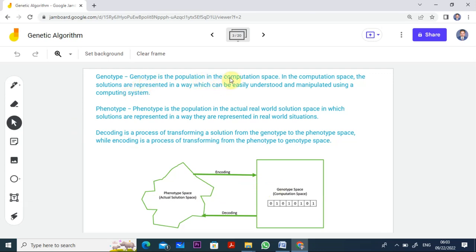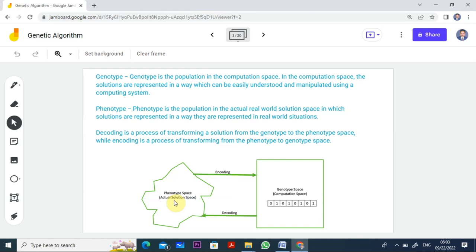Genotype is a population in the computation space. What is genotype? Genotype here is in the computation space. In this computation space, the solutions are represented in a way that can be easily understood, and the machine can also understand it. 0, 1, 0, 1, binary things are represented, right? So what is phenotype? Phenotype is the population in the actual real world solution. In the real world problem, the solutions are represented by the phenotype. Solutions are represented in a way that reflects the real world situation.